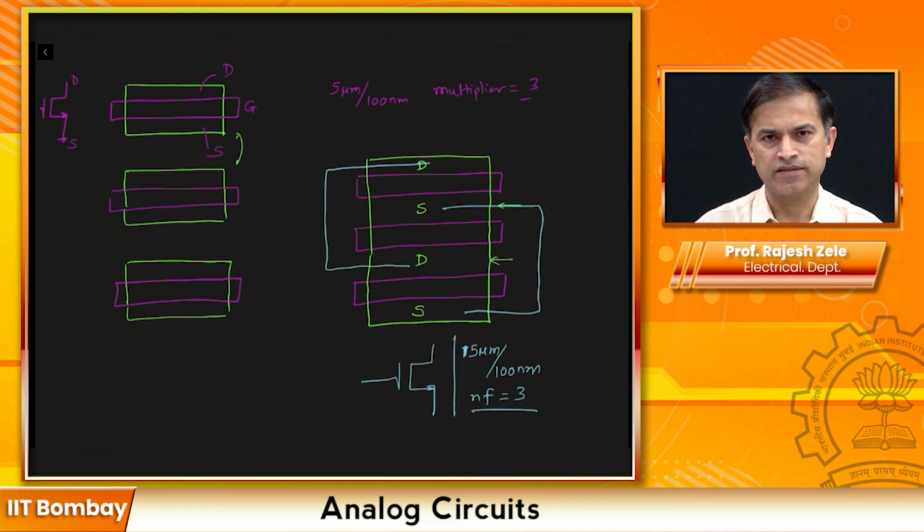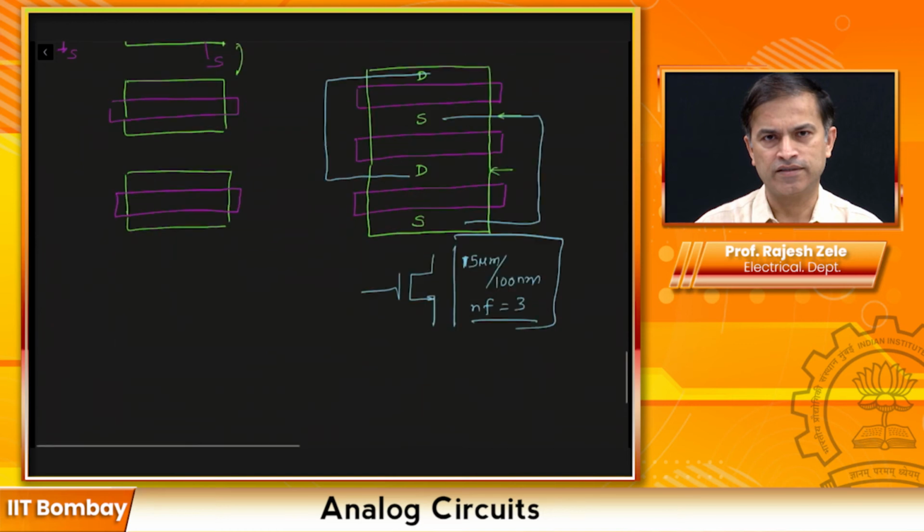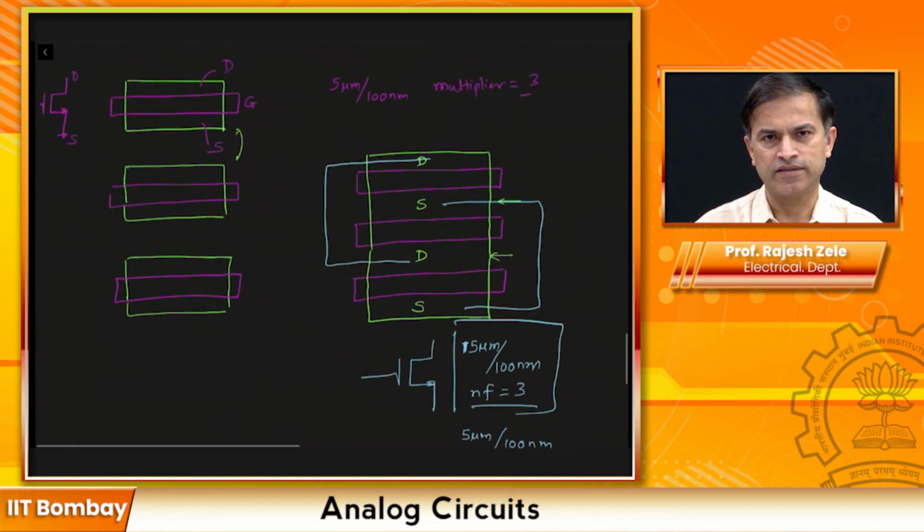And what this effectively means is you have 3 transistors of 5 microns by 100 nanometer, and you have 3 fingers, and the drain and source regions are alternate and they're shared. So this would in effect reduce the area of the transistor, and you can that way compress more devices in the same region. So this is another nuance.